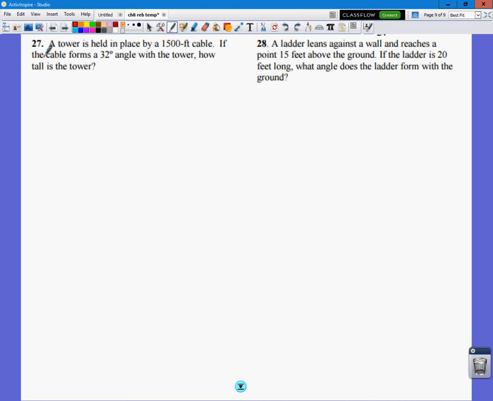Number 27, a tower is held in place by a 1,500-foot cable. Here's my tower. My cable is the slanted piece. This is 1,500 feet. The cable forms a 32-degree angle with the tower. This is one of those unusual ones. Here's the cable. Here's the tower. And it says the cable forms a 32-degree angle with the tower. Okay? They want to know how tall the tower is, so they're looking for this value. Here's my angle. This is adjacent. This is the hypotenuse.